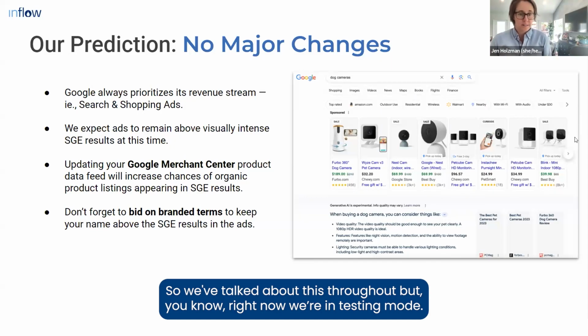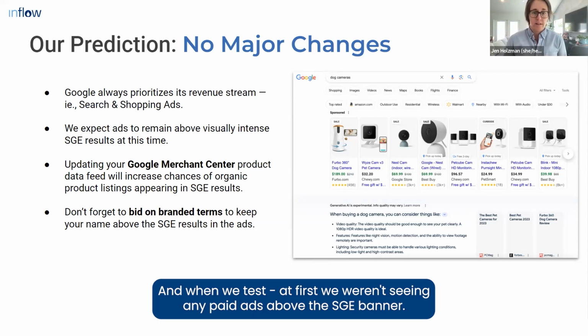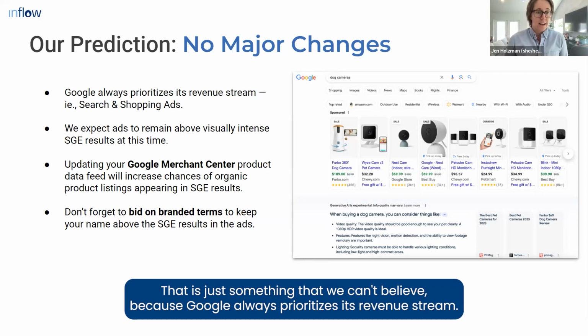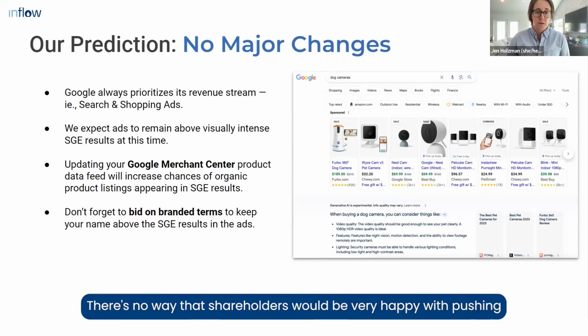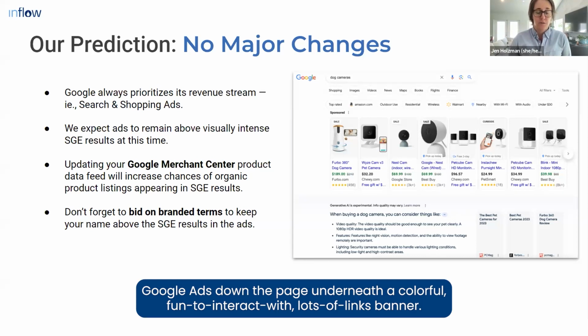So we've talked about this throughout, but right now we're in testing mode. And when we test, at first we weren't seeing any paid ads above the SGE banner. That is just something that we can't believe, because Google always prioritizes its revenue stream. There's no way that shareholders would be very happy with pushing Google ads down the page underneath a colorful, fun to interact with, lots of link banner.